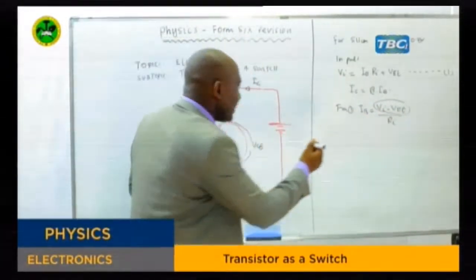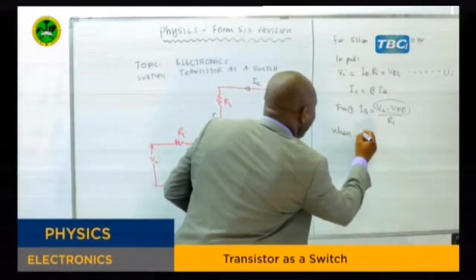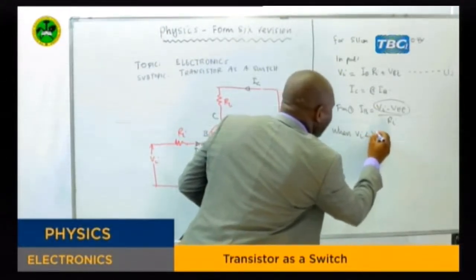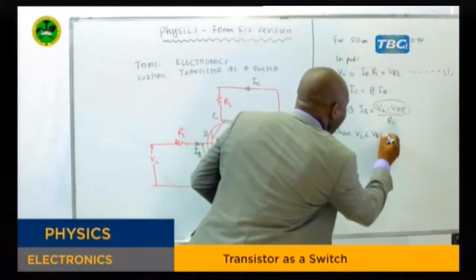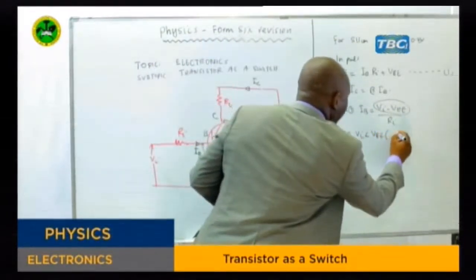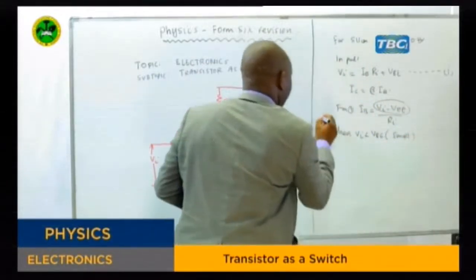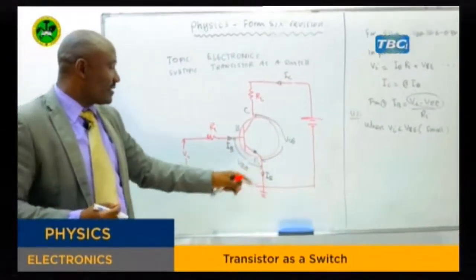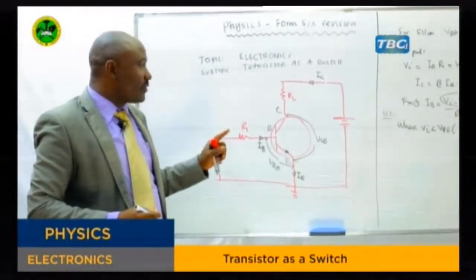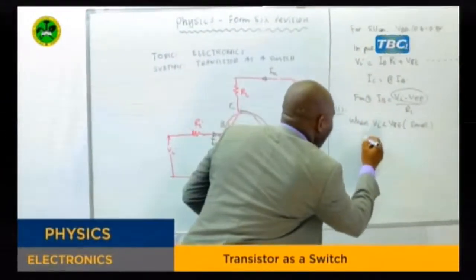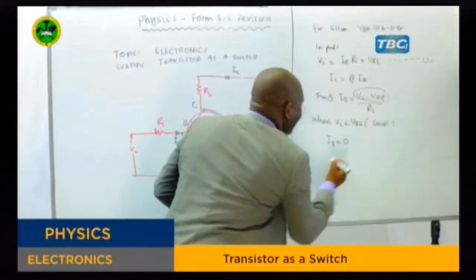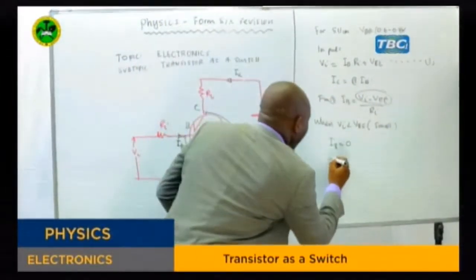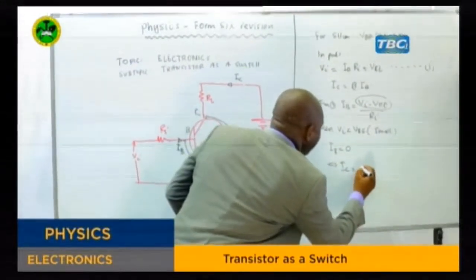So now let's see here. When the input is less than VBE, this is case number one. What happens when the input voltage is very small, less than the VBE? It means that we don't have the current here. The base current equals zero. And if this is zero, we know automatically from this formula that the collector current is also zero.